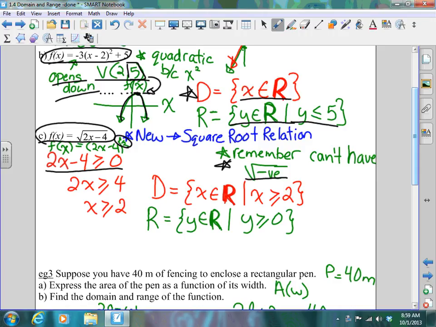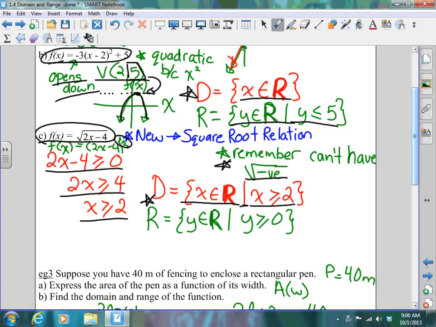So all we do, folks, here is solve within the square root to find the x value. And what we figure out is that x has to be greater than or equal to 2. So when we do our domain here, x belongs to a set of real numbers such that x is greater than or equal to 2.